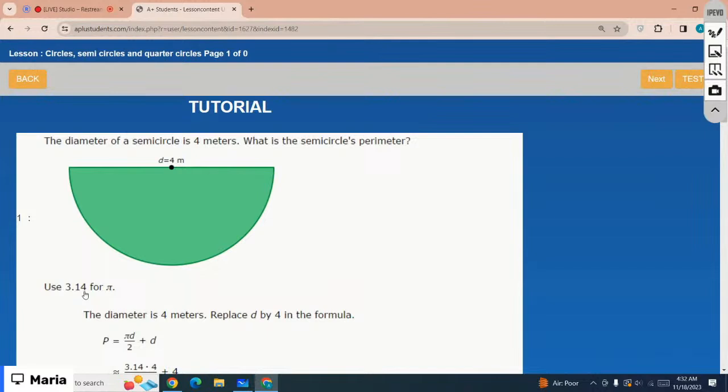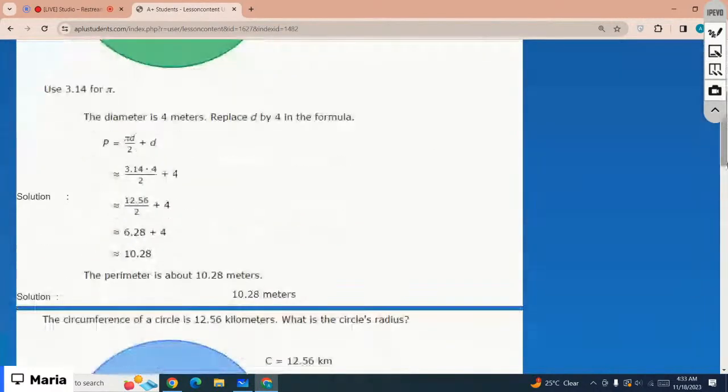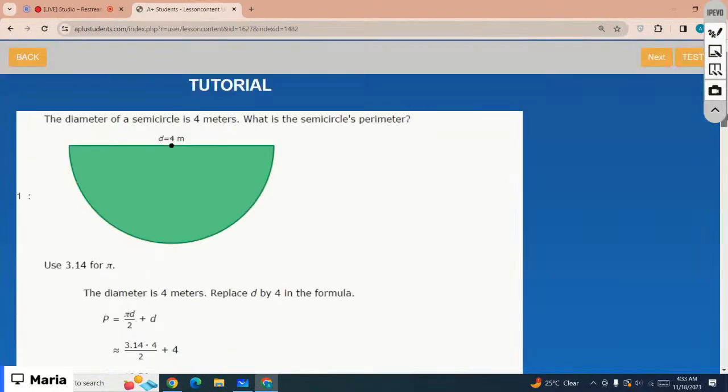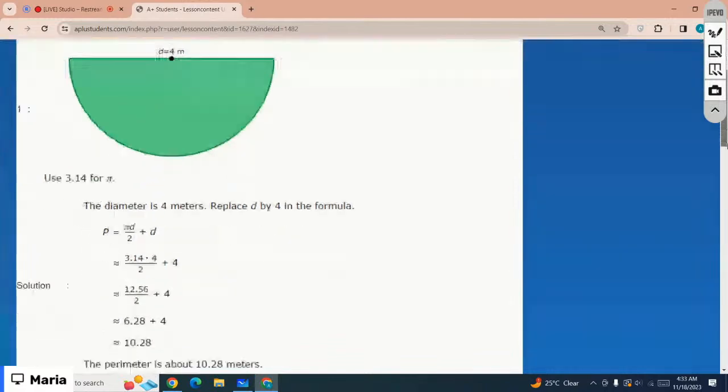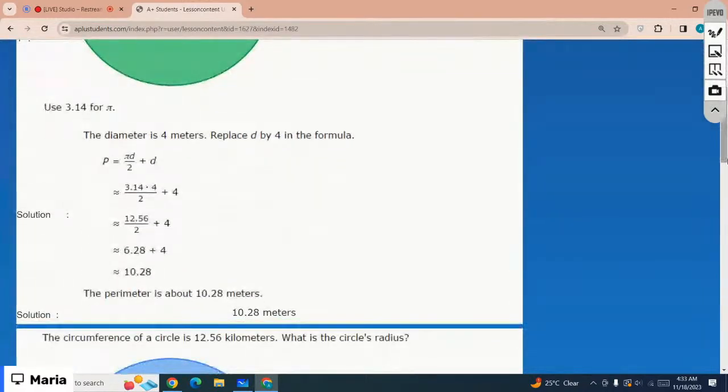We need to calculate the semicircle's perimeter. So how do we calculate? You are given the diameter of the circle. You have to use the formula P equals pi d divided by 2 plus d, where d is the diameter of the circle. Here you are given diameter 4, with pi as 3.14: 3.14 times 4 over 2 plus 4. So the correct option is 10.28 meters. Whenever you have to calculate the perimeter of the semicircle, use P equals pi d over 2 plus d. You can note the formula in your notebook, right?